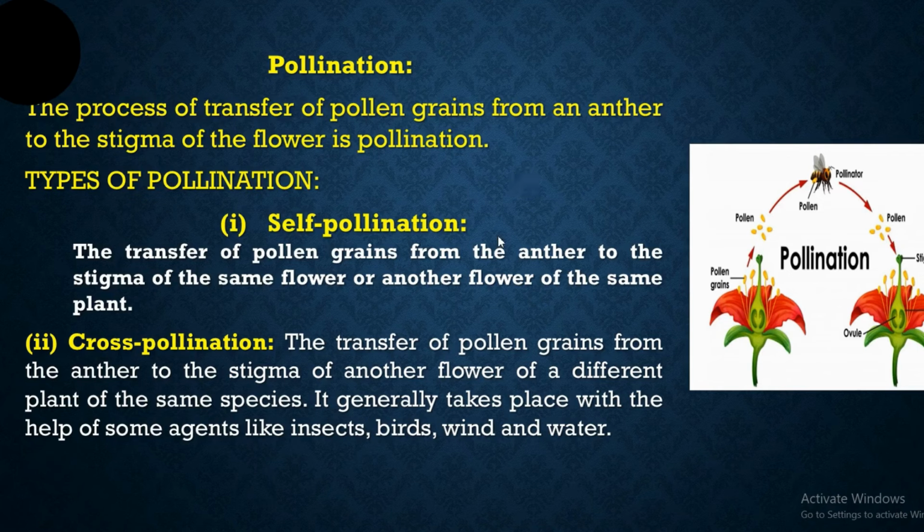Two types of pollination are seen: self-pollination and cross-pollination. Self-pollination means the transfer of pollen takes place in the same flower or another flower of the same plant. It mostly occurs in bisexual flowers where both male and female reproductive organs are present in the same flower. We don't need external agents like bees, wind or water because it is happening in the same flower.